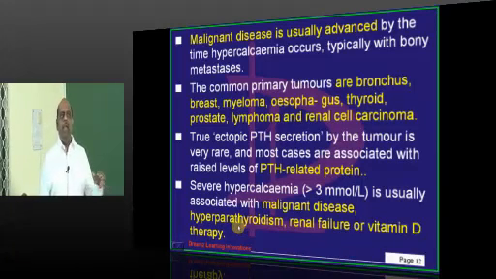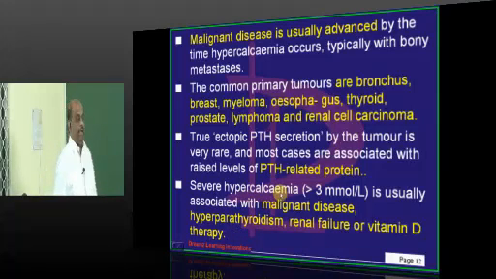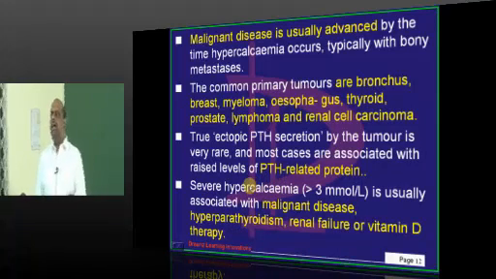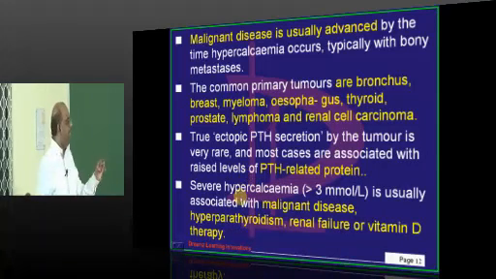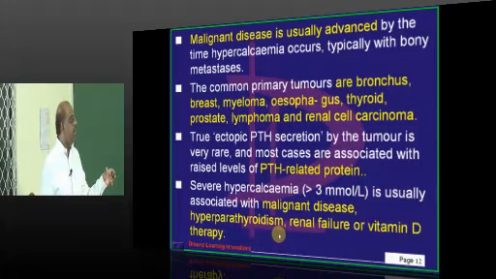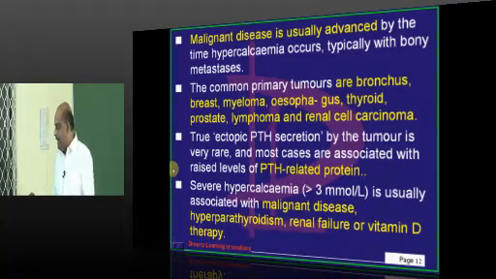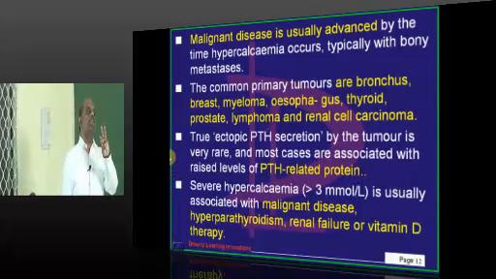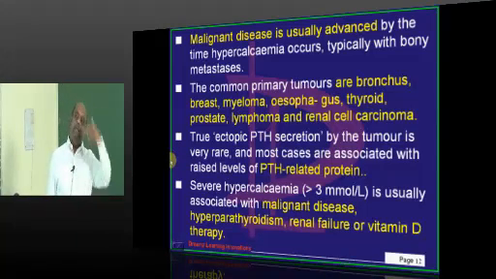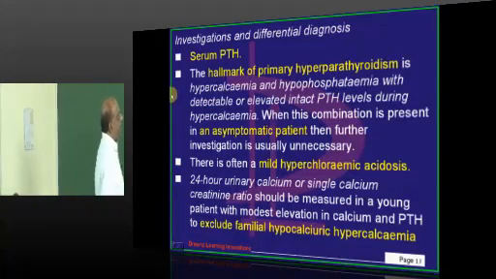And if the patient has got severe hypercalcemia, more than 3 millimoles per liter, generally the underlying etiology will be either a malignant disease or hyperparathyroidism, or the patient is on vitamin D therapy, which can also be responsible for severe hypercalcemia. Only 3 causes lead to very significant and severe hypercalcemia, which you need to remember.